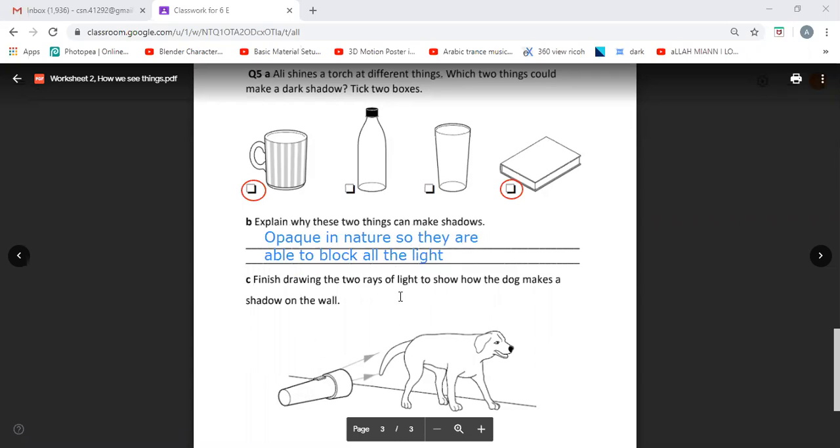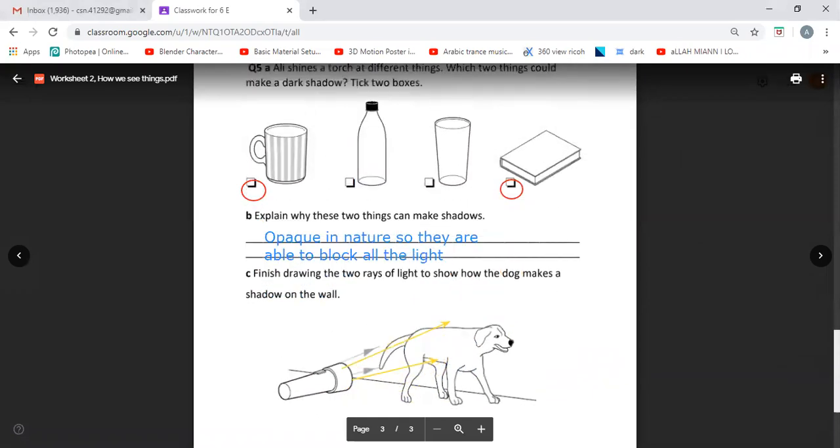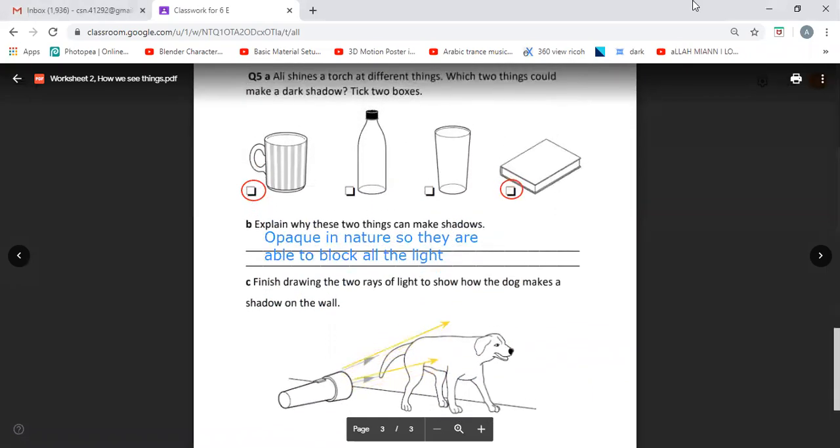Now finish drawing two rays of light to show how the dog makes a shadow on a wall. Over here, they're basically testing your concept, whether you know that light travels in a straight line or not. So we all know that light travels in a straight line, so light is going to be incident on it like that, and now just make a straight line on it. So this is able to reach, right? So this light is able to reach the screen, whereas this light does not reach the screen. I hope this is clear as well. Okay, that's it. This is also done.